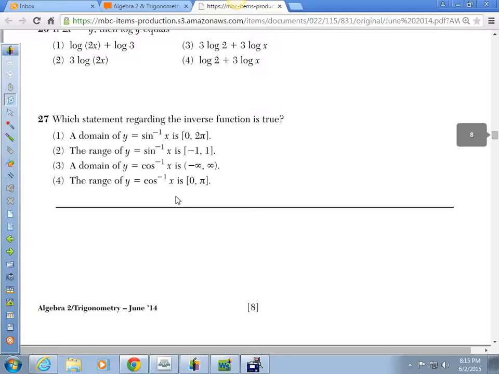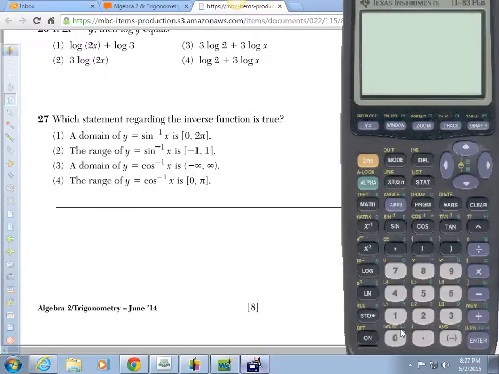Last multiple choice question we've got here then. Which statement regarding the inverse function is true? And we really haven't talked about trig graphs enough to be able to do this one. But folks, how do I get this on my calculator? How do I get this sine negative 1 x or cosine negative 1 x? Second, right? So could I go into my calculator and go to y equals and type in second sine x? Could I do that?